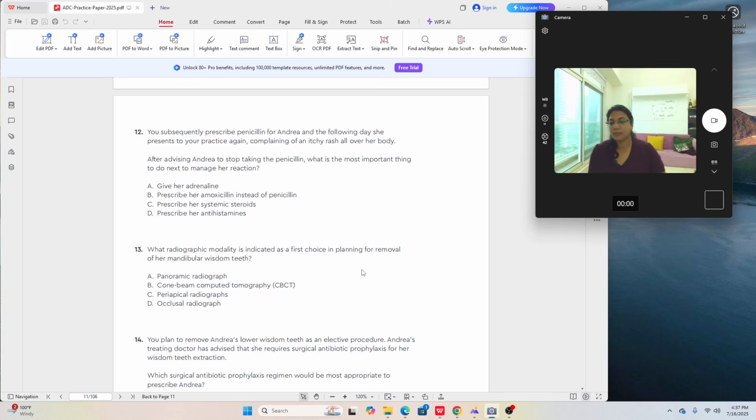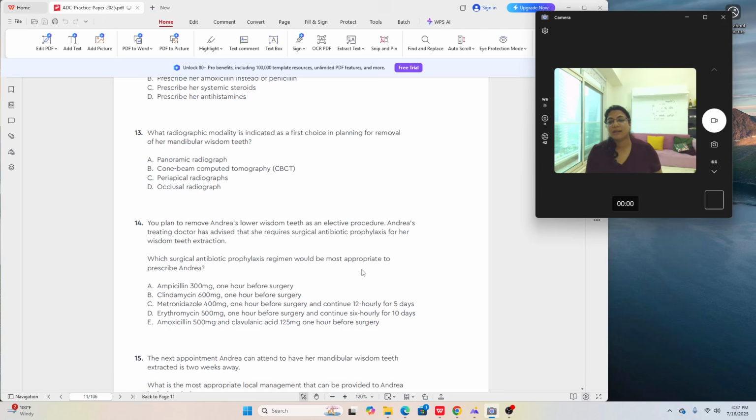Understood? Now you plan to remove Andrea's lower wisdom teeth as an elective procedure, not an emergency procedure. Elective means nobody is in a state of urgency. Both the patient and you are determining a date, time, and planning for the procedure. That's called an elective procedure.